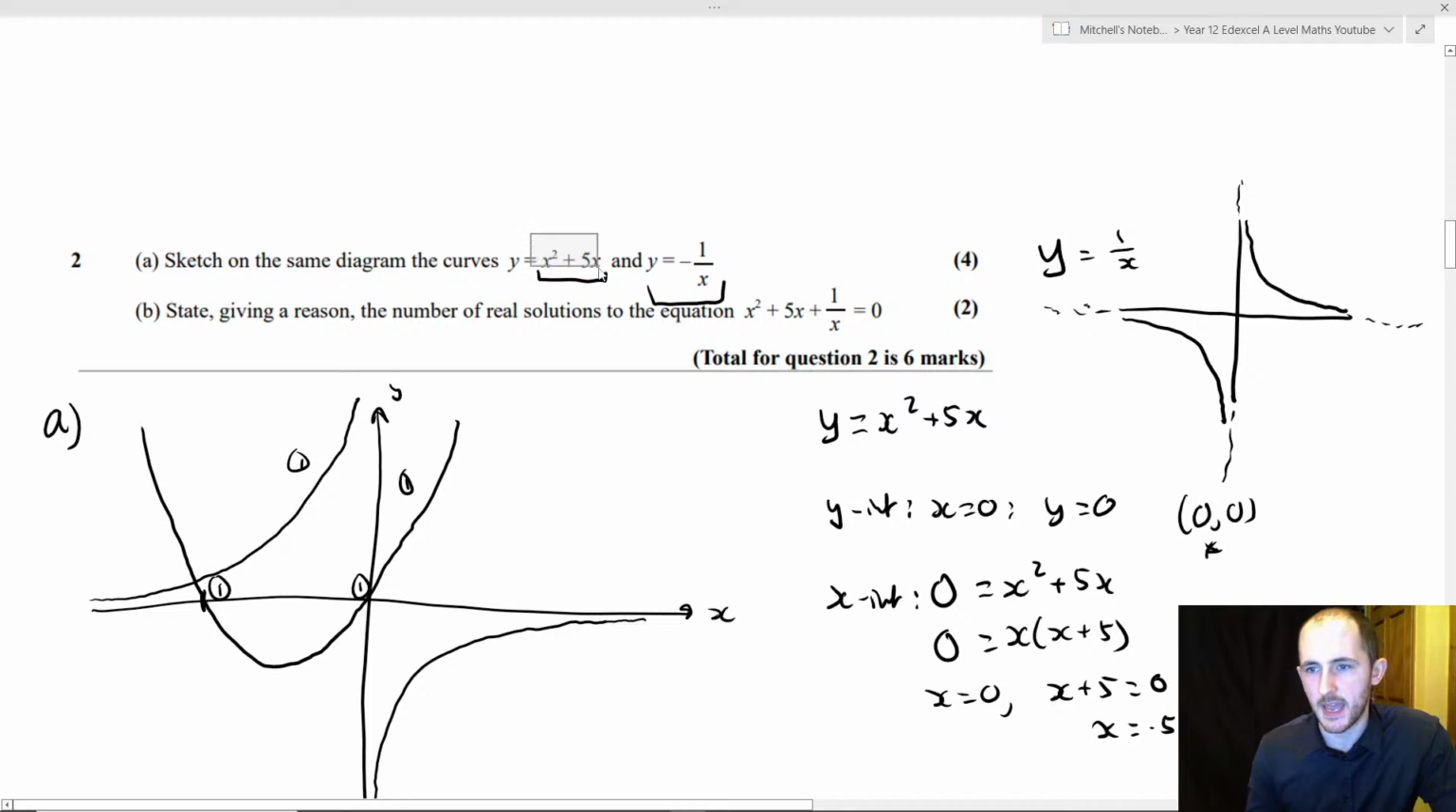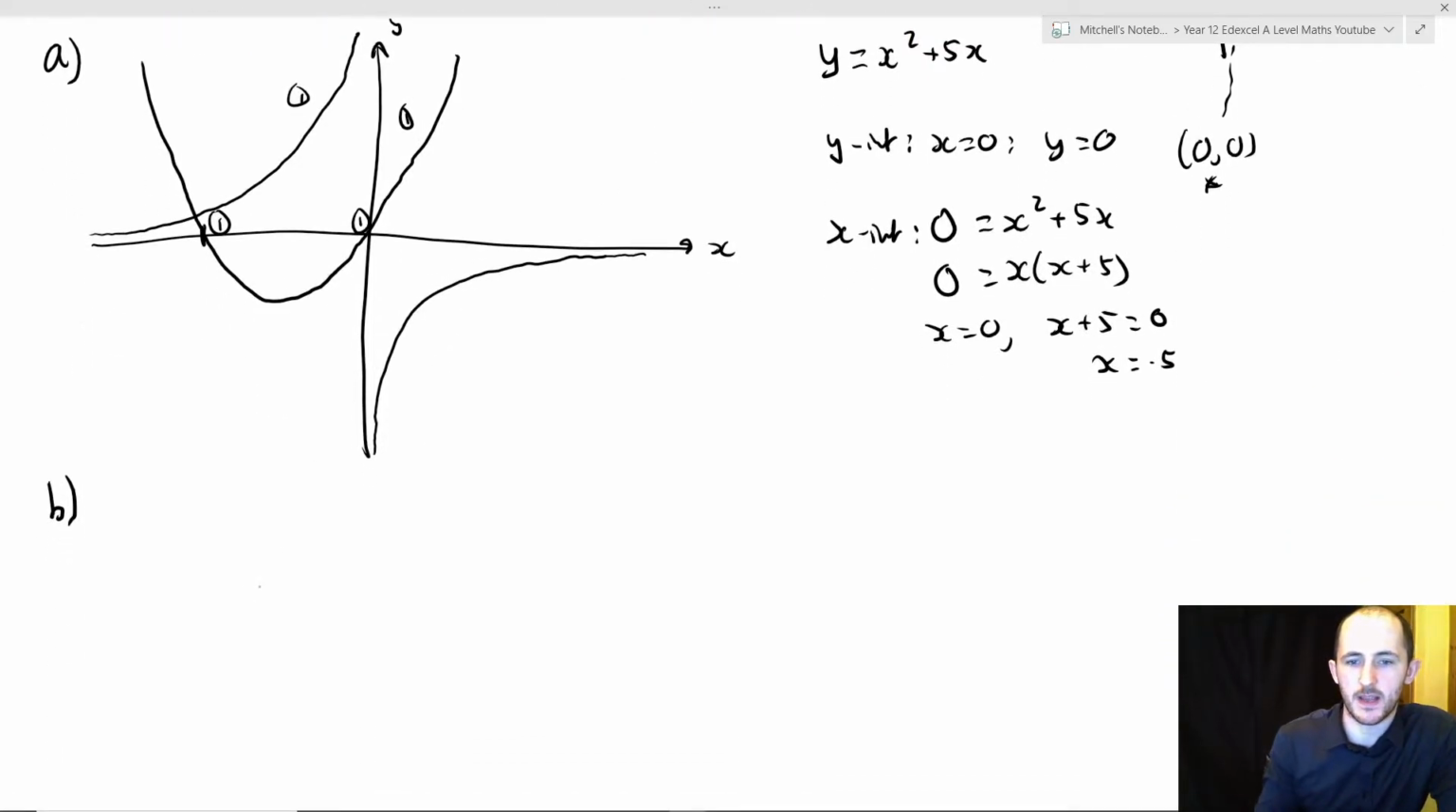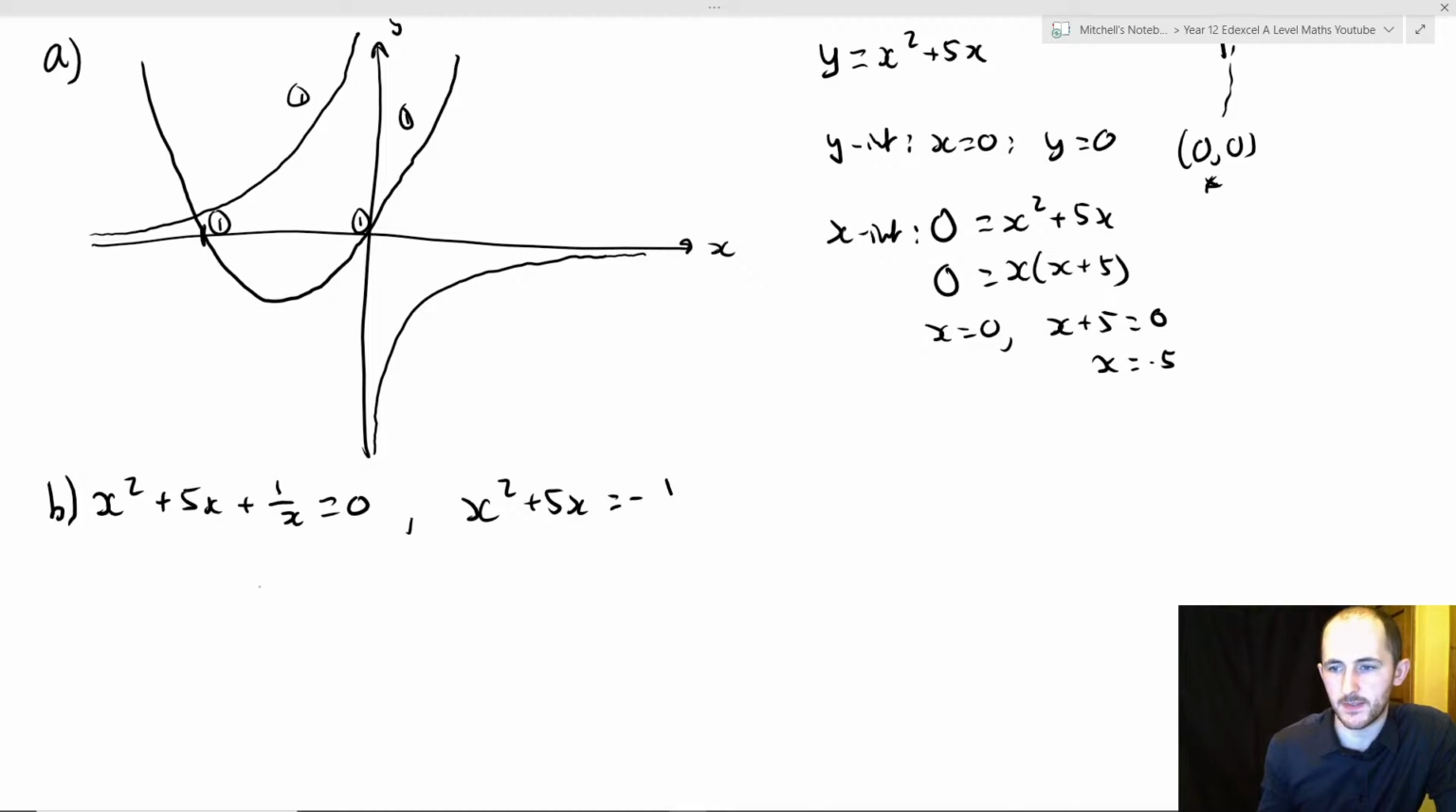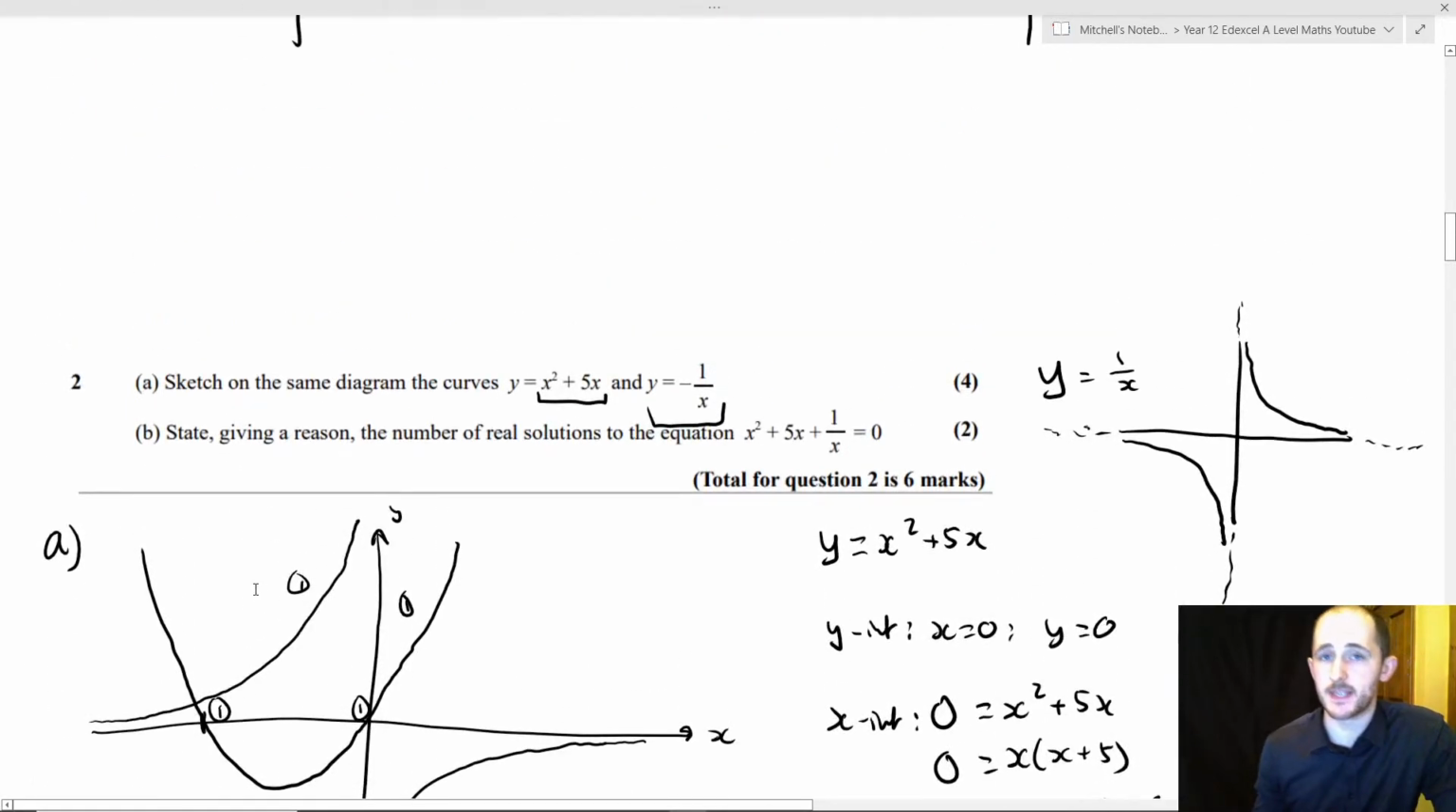Now if I have a look, x squared plus 5x was y in this equation. Now I have 1 over x here. I can get minus 1 over x if I move this to the other side. So if I have x squared, I can actually get both of my equations by doing this, moving the 1 over x to the other side. Now if you look, the left hand side is that quadratic and the right hand side is the other bit. This isn't a coincidence. This is why they wanted it on the same diagram.